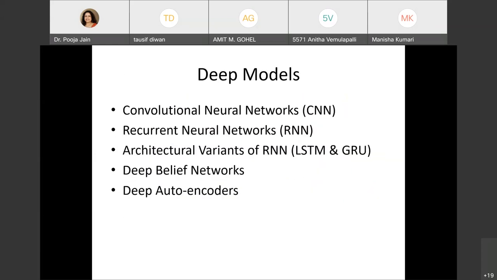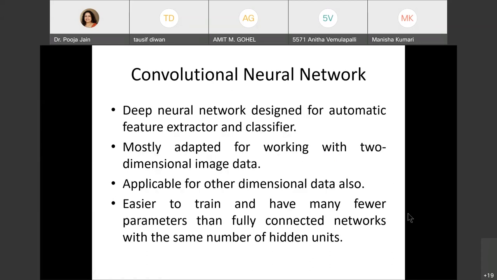There are various kinds of deep learning models, such as convolutional neural networks, then recurrent neural networks. The architectural successors of RNN are there, such as LSTM and GRU. Then some deep belief networks are there, then autoencoders are there. So this is the content of today's presentation, basically just focusing on convolutional neural networks. Now we just start the journey of the convolutional neural network. It can be defined as just a deep neural network. It is basically used as an automatic feature extractor and classifier.